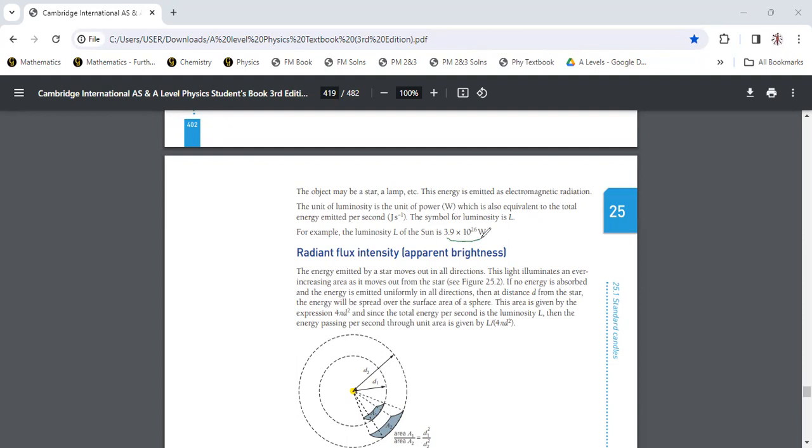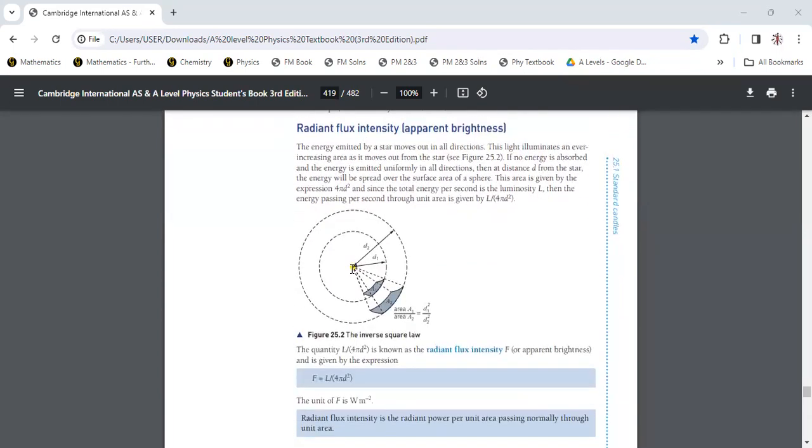So with reference to what I said about the lamps earlier, what's the apparent brightness? We know that the luminosity of the sun is this value here, but is it as bright when it's further from us, or how can we measure its brightness? Think of it as an area. And this area here will tell us, in an equation called the radiant flux intensity, what the apparent brightness is when we are a certain distance away, because light illuminates this increasing area as it moves out from the star.